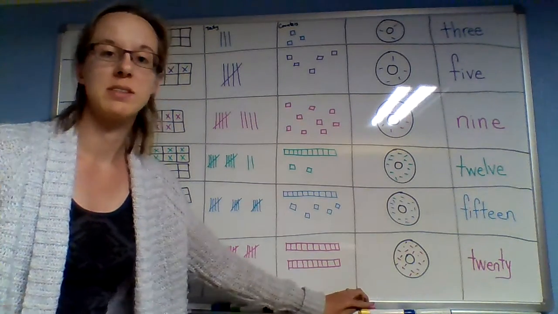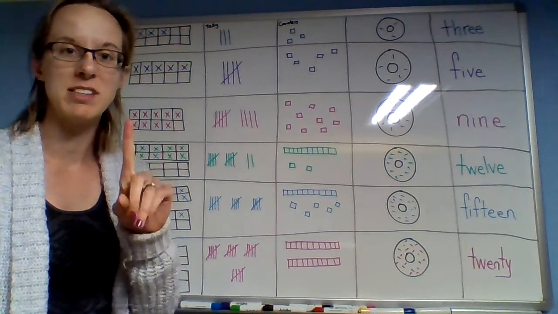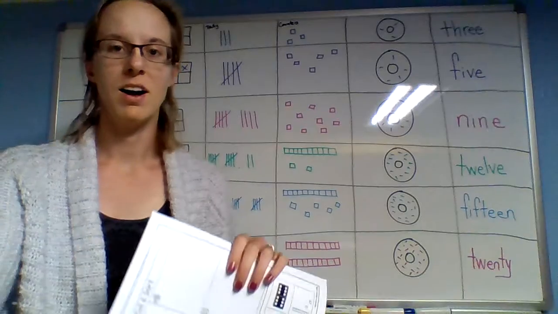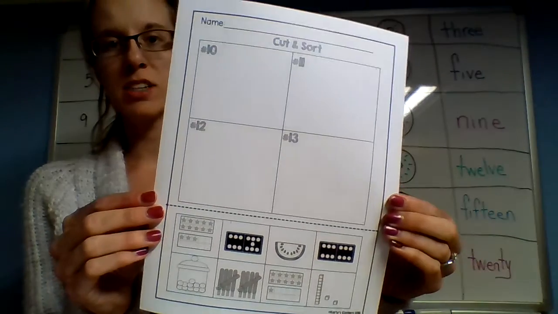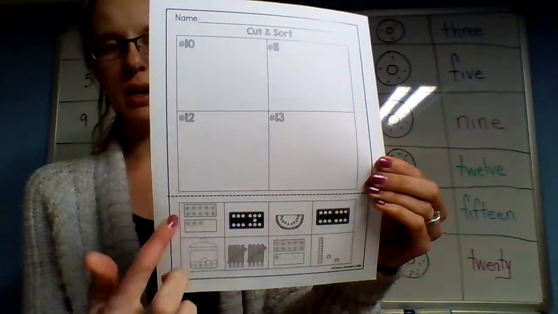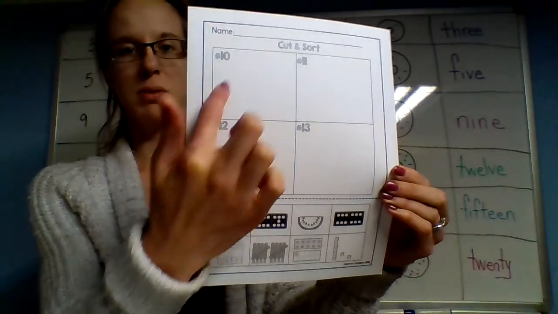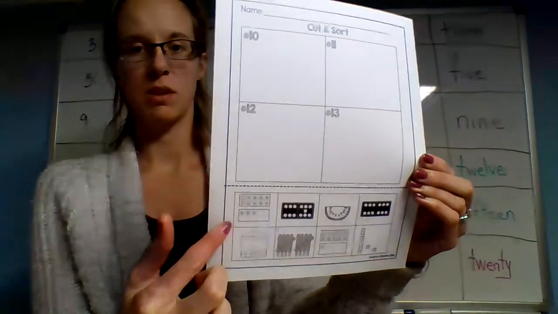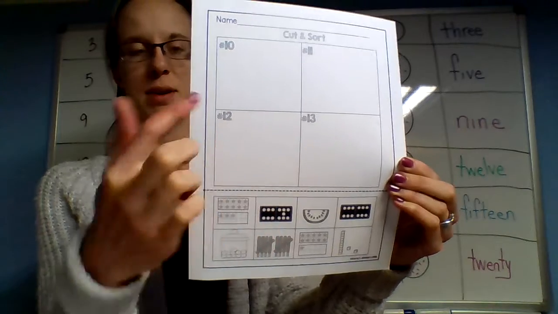Thanks for practicing those numbers with me today. I'm going to grab the pages to show you what you're going to do. Give me just a minute. All right, so here we go. In your packet, this page, cut and sort. You will cut out the 8 pieces at the bottom, and then you will sort them into their sections. So for like a domino, you would count how many dots it has, and then find that number up above.